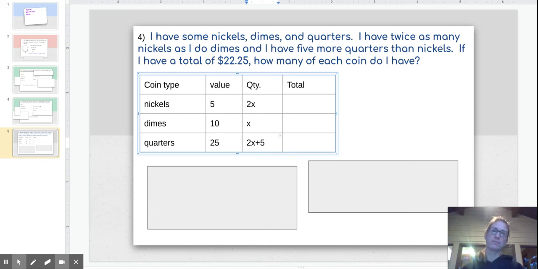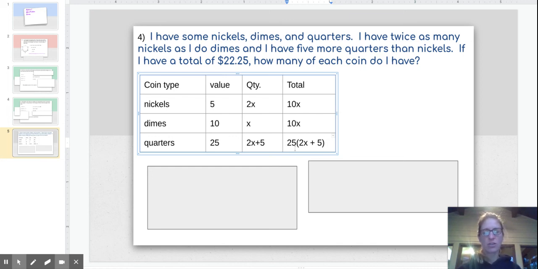So there's my quarters. For the total column, remember I multiply across. 5 times 2x is 10x. 10 times x is 10x. And this is 25 parentheses because this is more than one term: 25 times 2x plus 5. That's what that chart looks like. Once you get the chart set up, now we're smooth sailing.